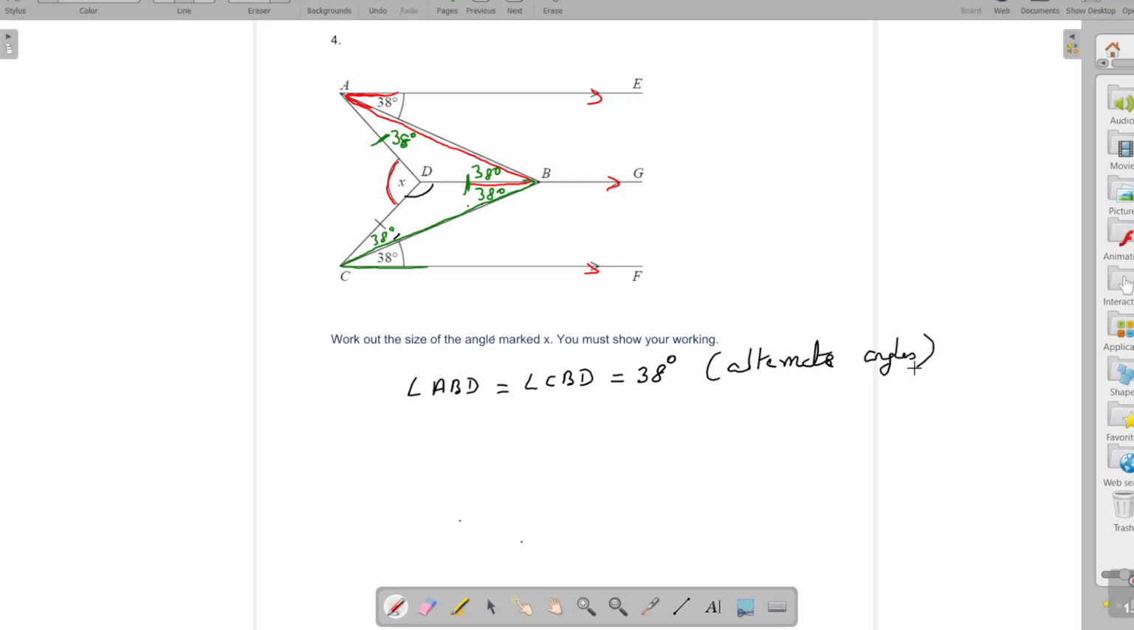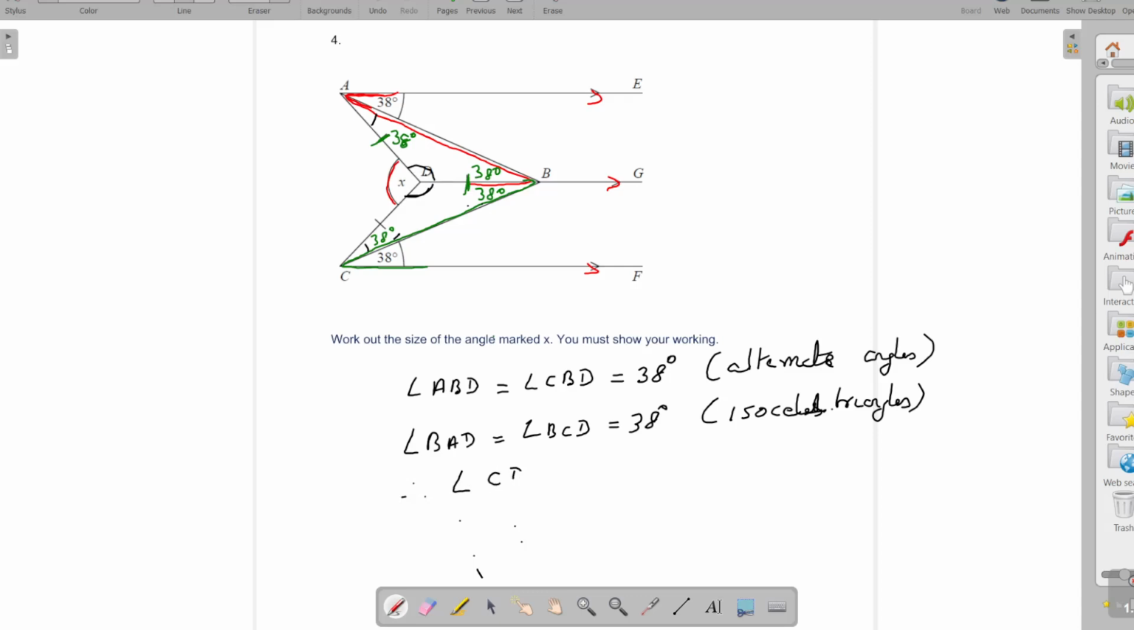Now we need to say these angles are 38 as well. So angle BAD and angle BCD, they are 38 as well. We know both of them are isosceles triangles. Now, we can find this angle and that angle. They are equal.